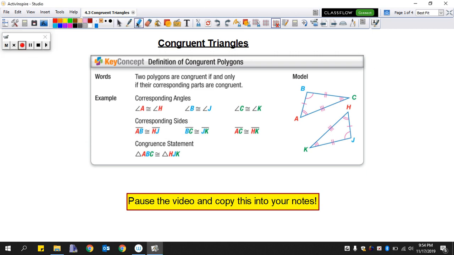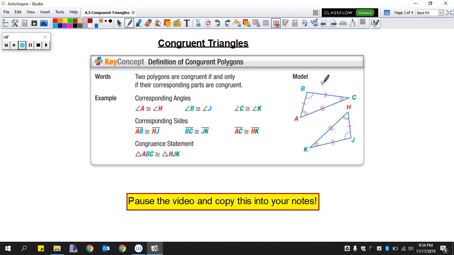In this lesson, we're going to talk about congruent triangles. What we're going to talk about is how to identify congruent triangles and what makes triangles congruent.